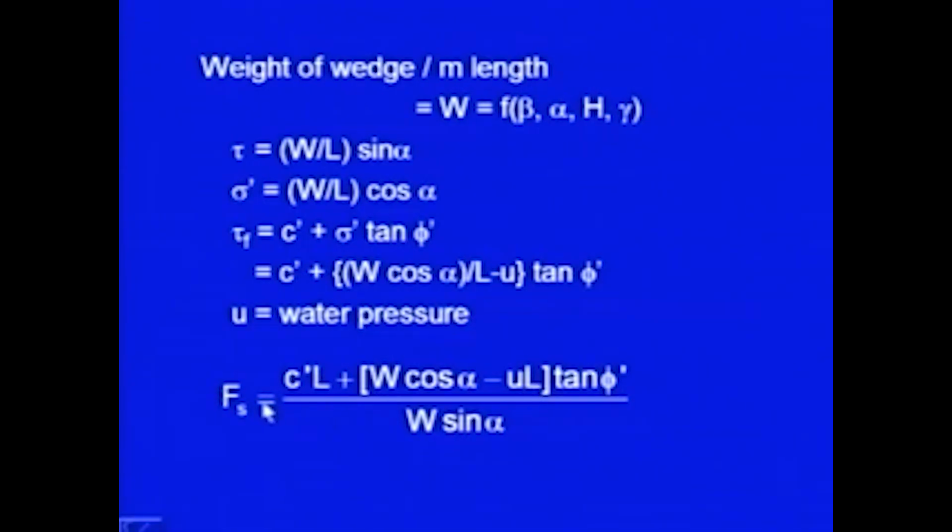So, the final expression we are going to get for the factor of safety against shear strength is C dash L plus W cos alpha minus U L into tan phi dash divided by W sine of alpha.